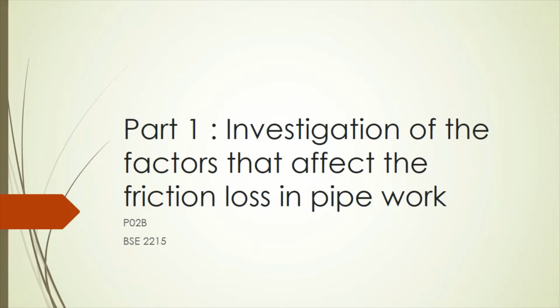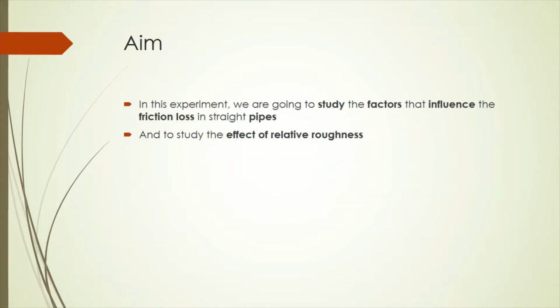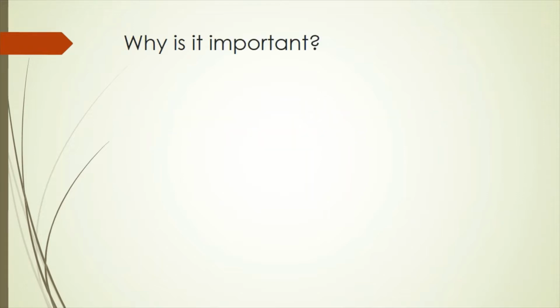The title of experiment P02B is the investigation of the factors that affect the friction loss in pipework. The aim of this experiment is to study what are the factors that affect the frictional loss in SWEG pipes, and then we also introduce a method to calculate the roughness of the internal surface of pipe. So why is it so important to carry out these experiments?